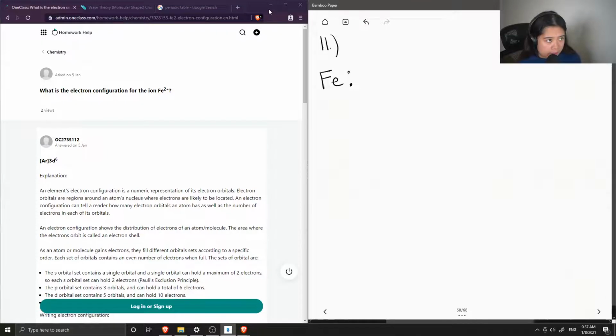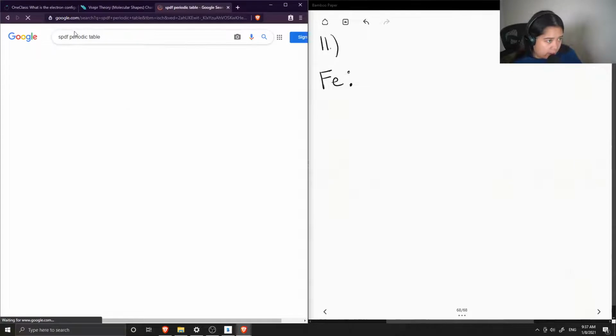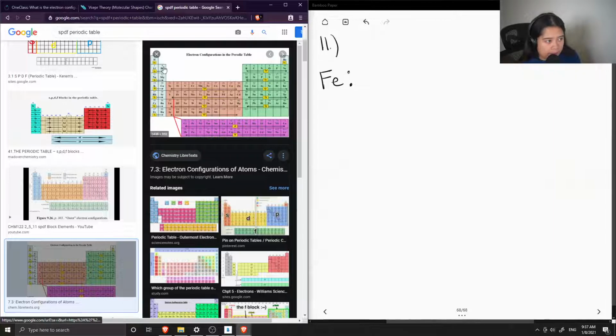So when we write the electron configuration, we want to divide our periodic table into the different blocks. So the S block are the first 2 columns in blue, the P block is in green, the D block is orange, and the F block are these 2 rows, the lanthanides and the actinides. So we find iron on the periodic table. You can see that it's right here, atomic number 26. And then starting from hydrogen, we go left to right and then down until we get to our desired element.